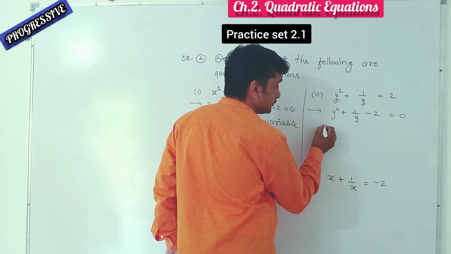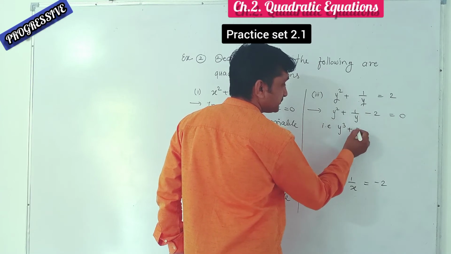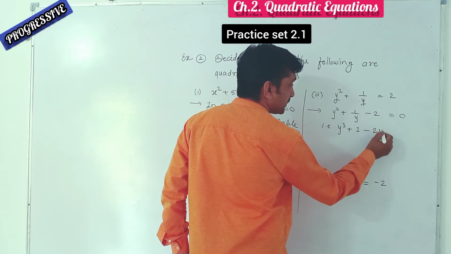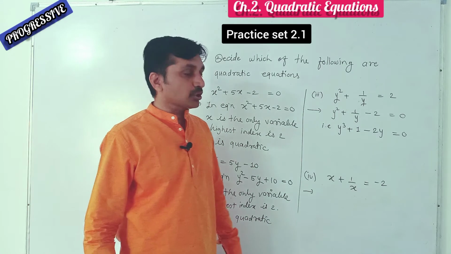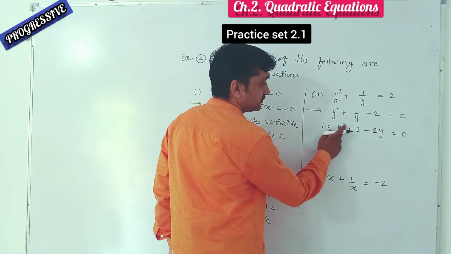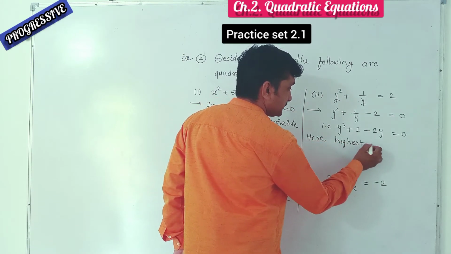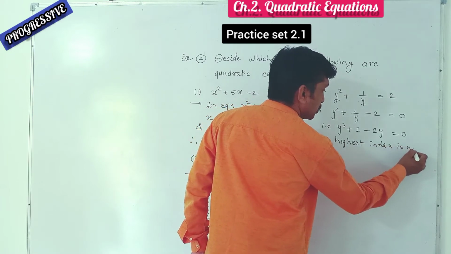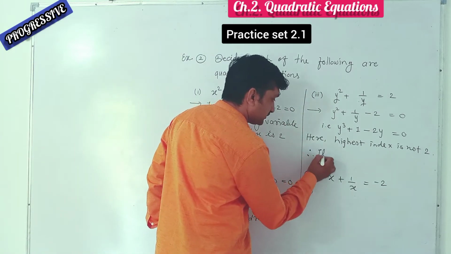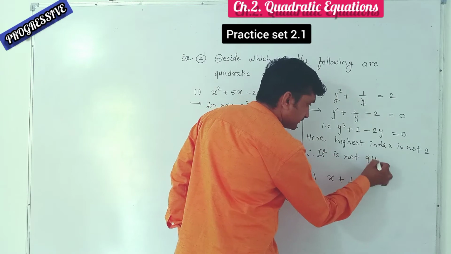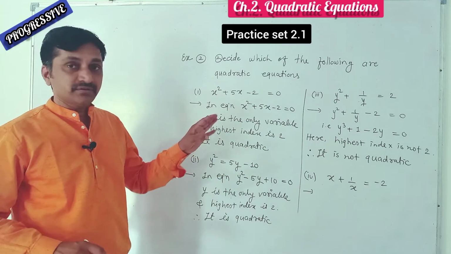Multiply by y here, it becomes y cube. Plus, if you multiply by y here, y will cancel, 1 only. And if you multiply by y, it is 2y is equal to 0. Now check whether it is quadratic or not. For quadratic we want the highest index to be 2. And what is the highest index here? 3. Therefore, the highest index is not 2, so it is not quadratic.